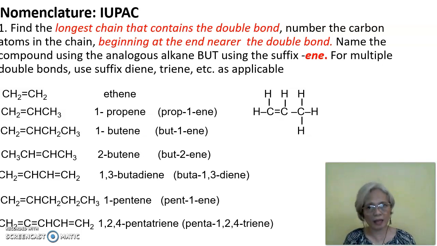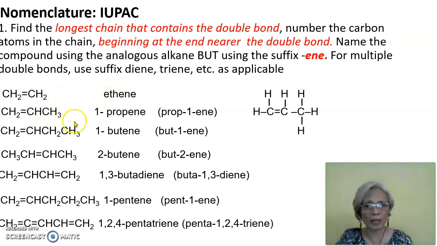So, just like alkanes, we need to find the longest chain that contains, this time, the double bond. We number the carbon atoms in the chain, beginning at the end nearer the double bond. But this time, we shall use the suffix -ene, instead of -ane for alkane. Now, for multiple double bonds, we can use suffixes like diene, triene, and so on. So the simplest alkene is one which contains two carbon atoms. So we have CH2=CH2, and we call that ethene.